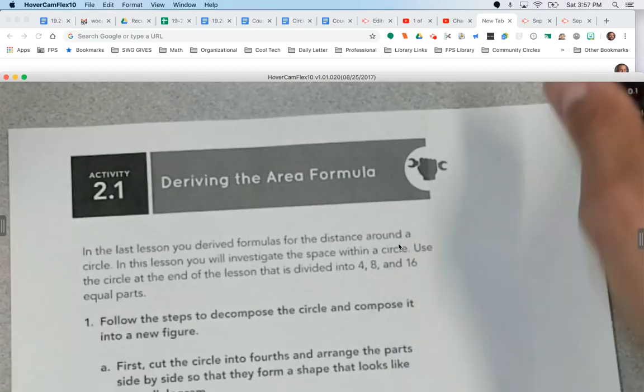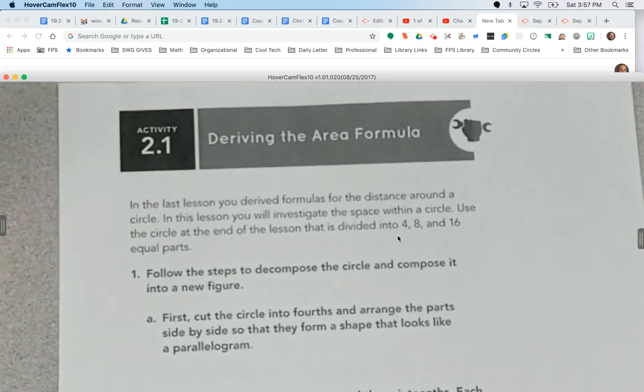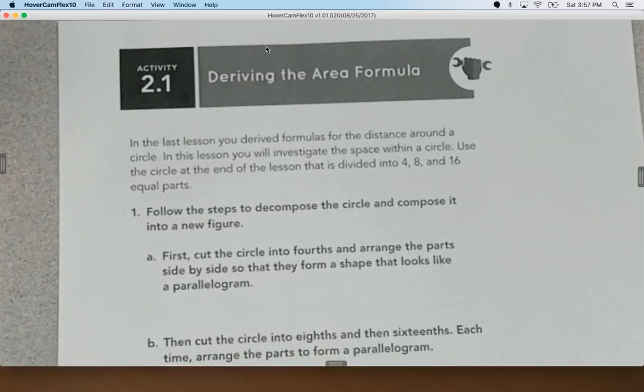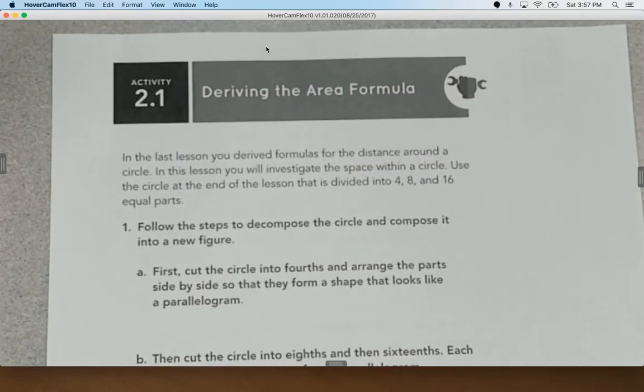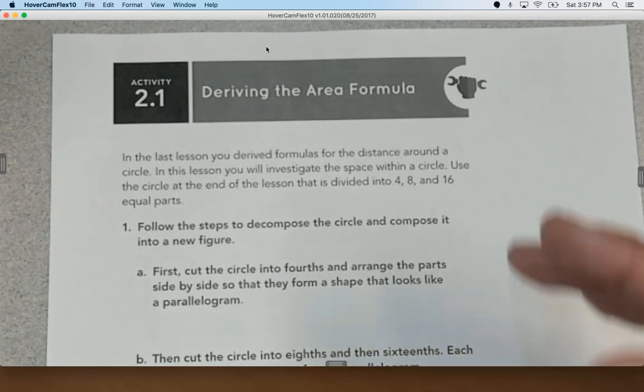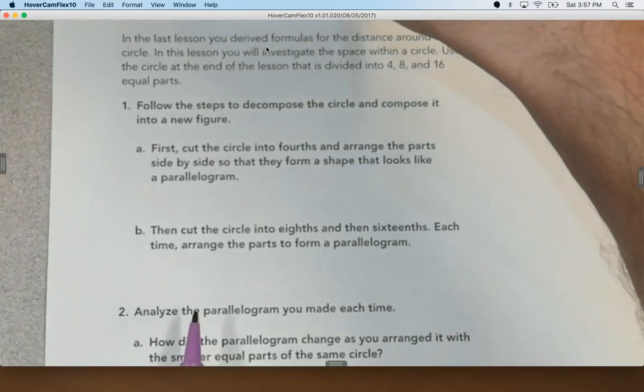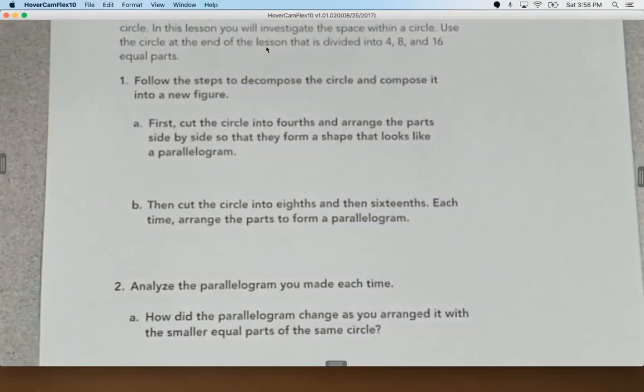All right, so activity 2.1, deriving the area formula. In the last lesson, you derived formulas for the distance around a circle. In this lesson, you will investigate the space within a circle. Use the circle at the end of the lesson that is divided into 4, 8, and 16 equal parts. Number 1, follow the steps to decompose the circle and compose it into a new figure.